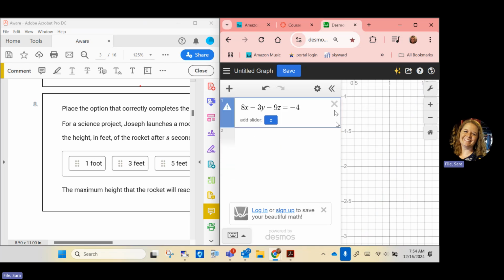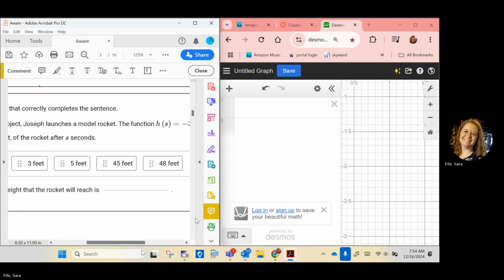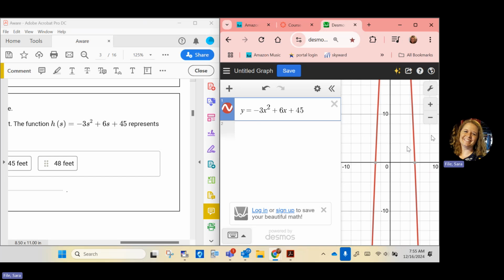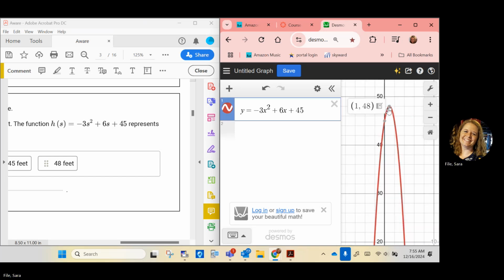Get rid of all this, and find the maximum. Now I'm going to use y and x instead of h and f. Negative 3x squared plus 6x plus 45. Okay, so let's look for the maximum. Is the maximum the x or the y? The y.